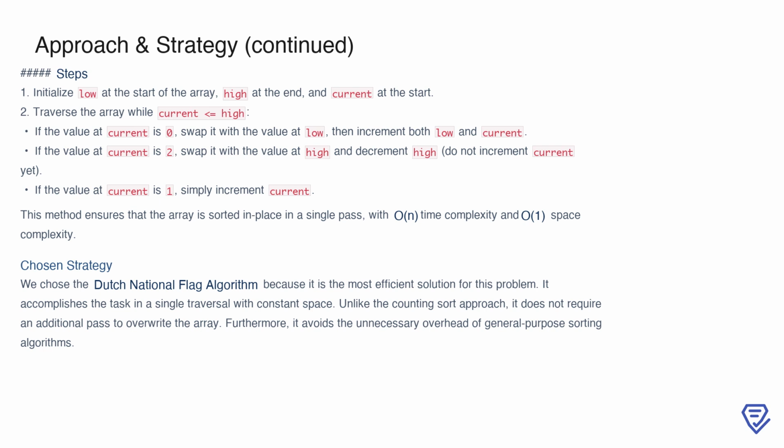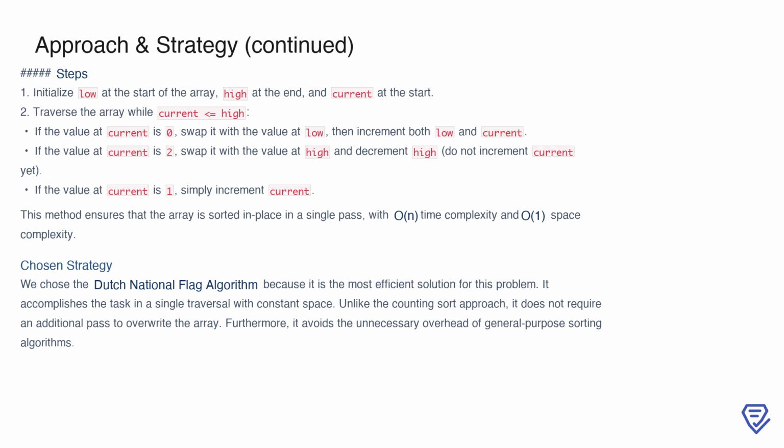When we encounter a 0 at the current pointer, we swap it with the value at low, then increment both low and current. If the value at current is 2, we swap it with the value at high, and then decrement high. Notice here that we do not increment current in this case because the new value swapped into the current position needs to be processed.